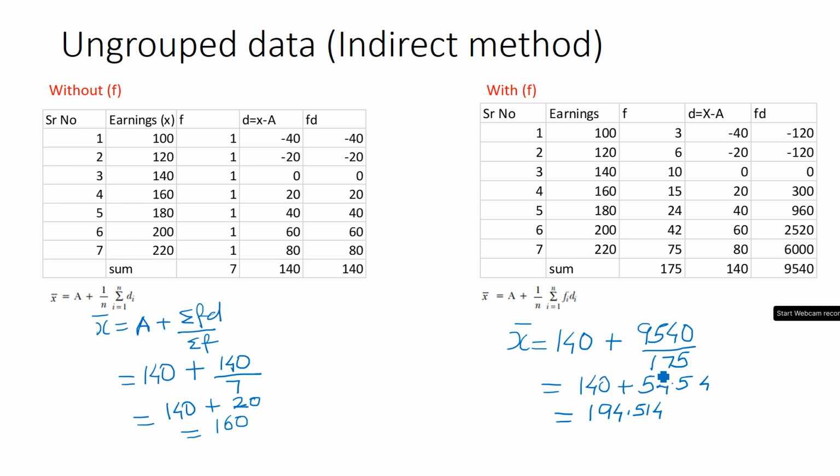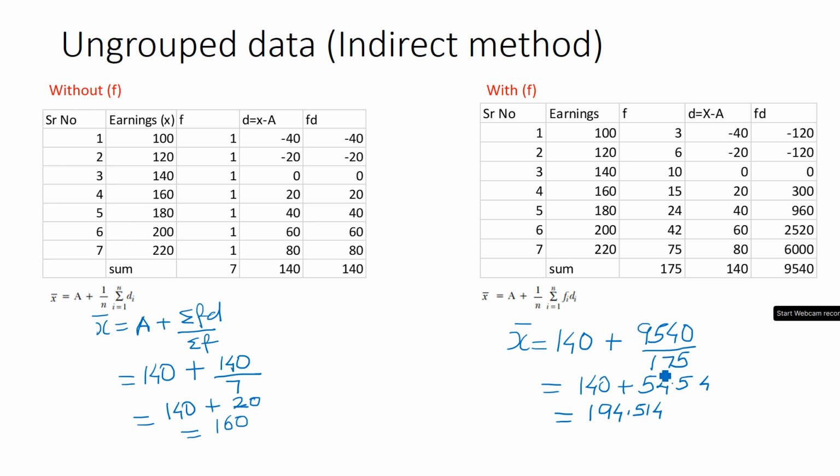It is your choice when to use which. My recommendation to use the indirect method would be when you have a lot of frequencies. Also, if you have bigger numbers rather than 100, 200, if you have 10,000, 1 lakh, the deviation method is much easier than the direct method. I hope you've understood the difference between the indirect and direct method.